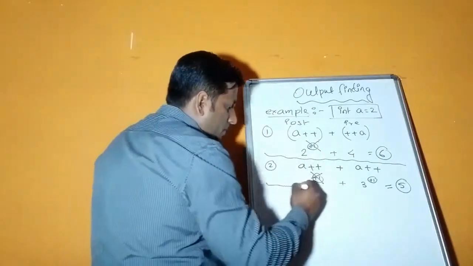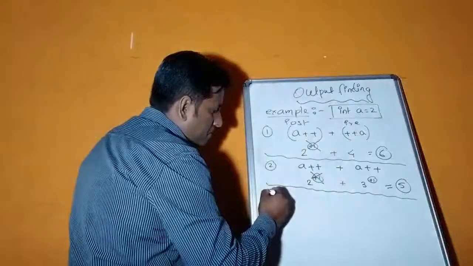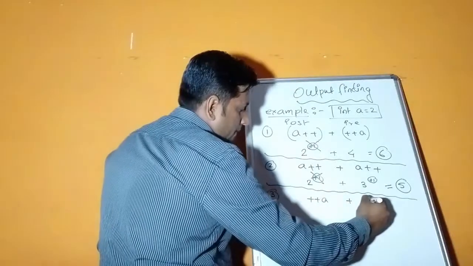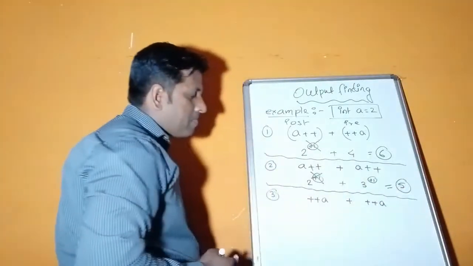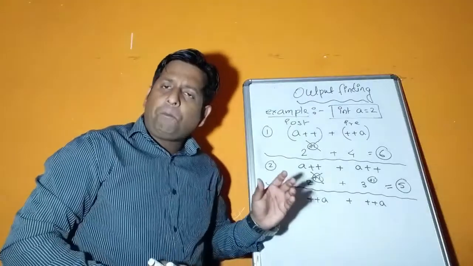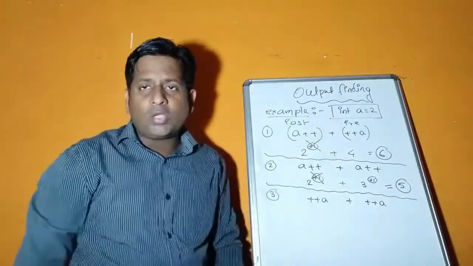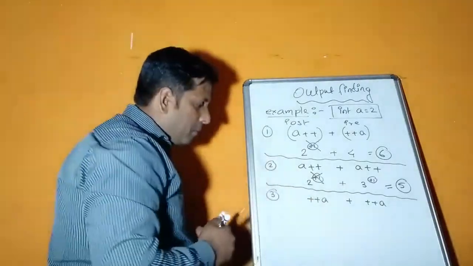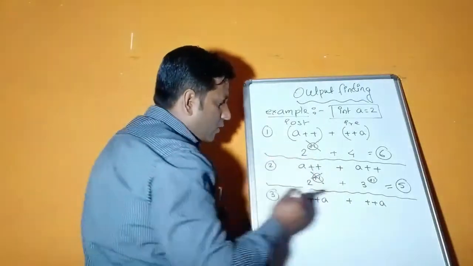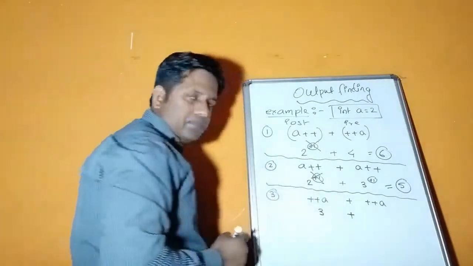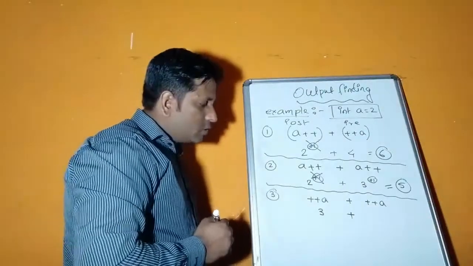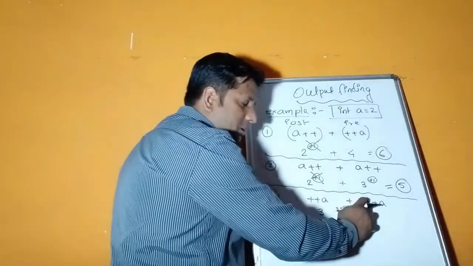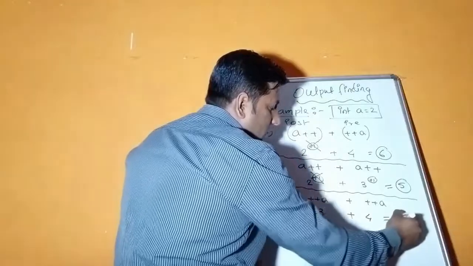Let us do one more. Number 3. Now see, both are pre-increment. That means first only you need to increase, in both the cases. So plus plus a. Plus plus a means pre-increment. First increase the value, becomes 3 plus. Now here plus plus a is again there. So a value is what? We have to consider this 3, not the 2. Now plus plus for this one becomes 4. So answer is 7.